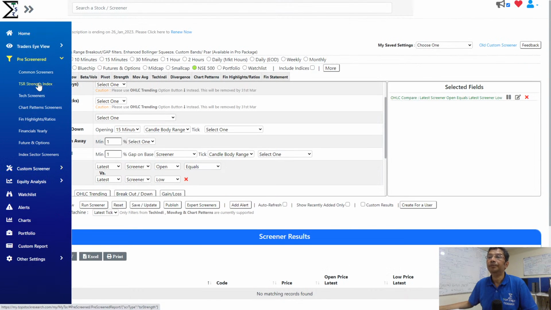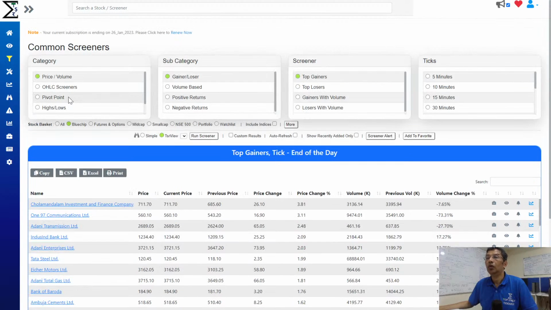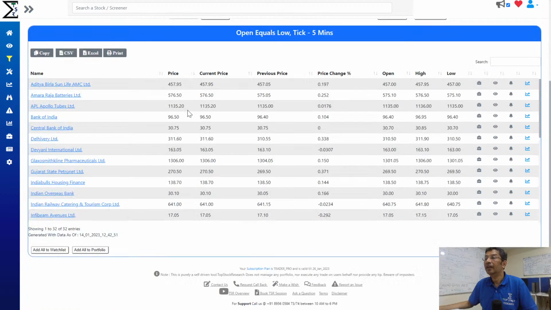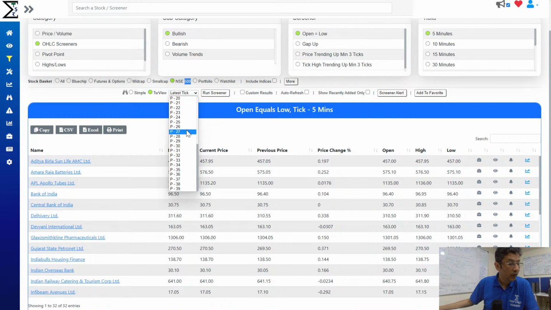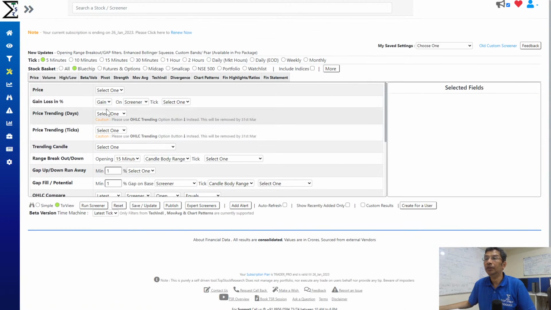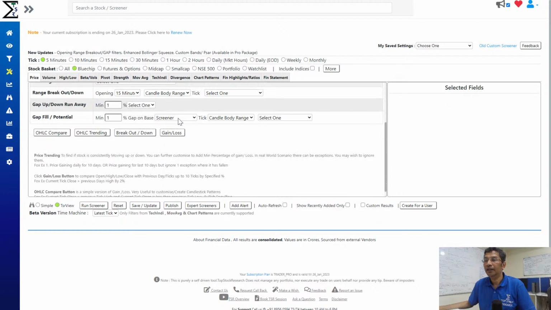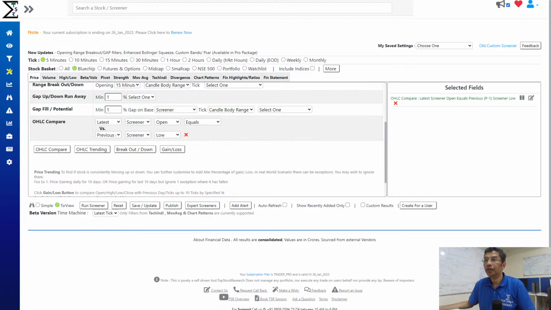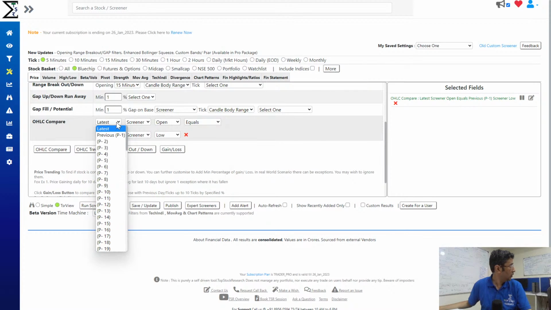Okay, let me go to pre-screener and show you the same example where open is equal to low on 5 minutes on the NSE 500. Is it the 74th tick? We have the list up to here, right? Okay, sorry, my bad. I'll take you to the example, right? Same thing, going out here, open is equal to low. So instead of latest, you are looking for the 74th tick.